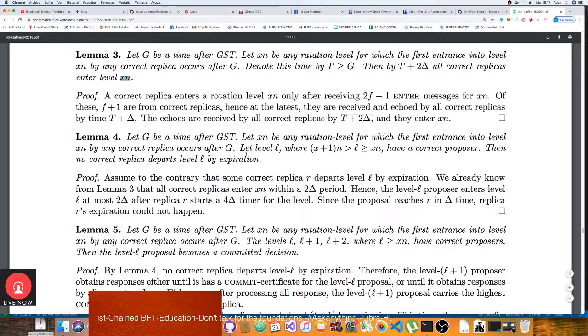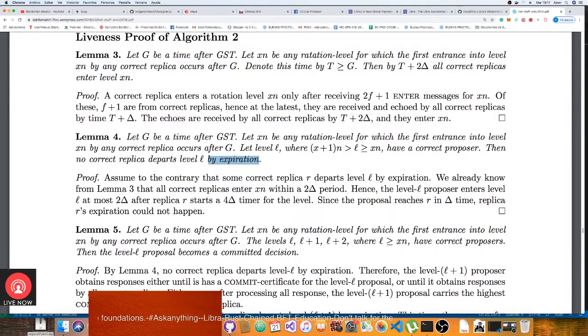So let's repeat this. Let level L, where these kind of measures have a correct proposer, then no correct replica departs level L by expiration. So the lemma starts by thinking about what happens if the level is departed by expiration. So the proof of this protocol assumes the contrary: that the correct replica R departs level L by expiration.